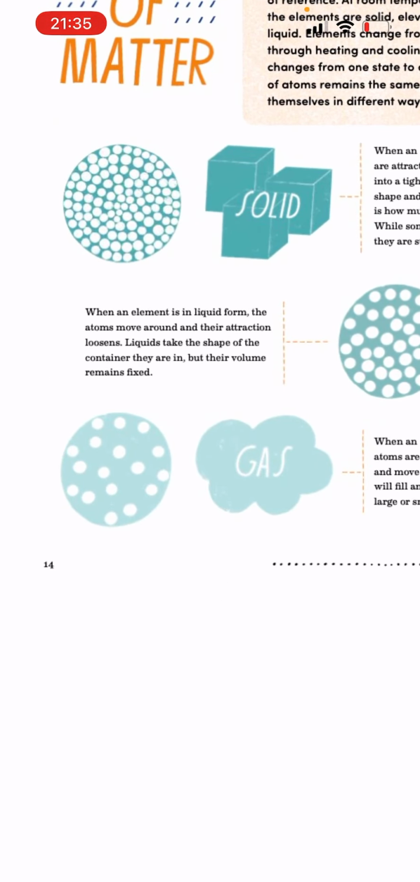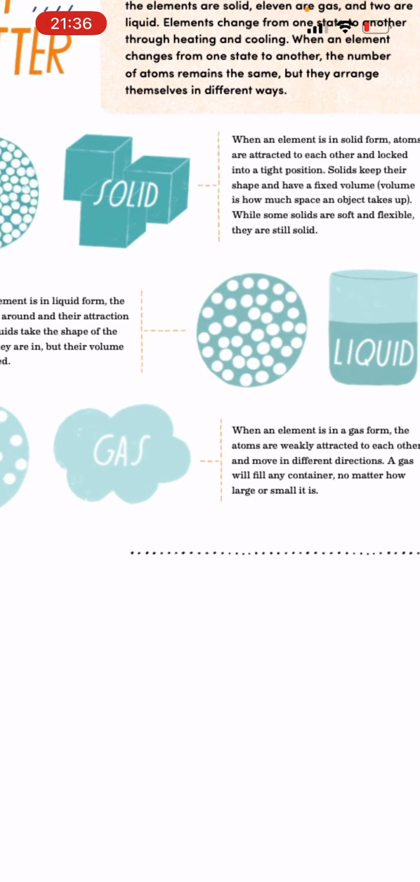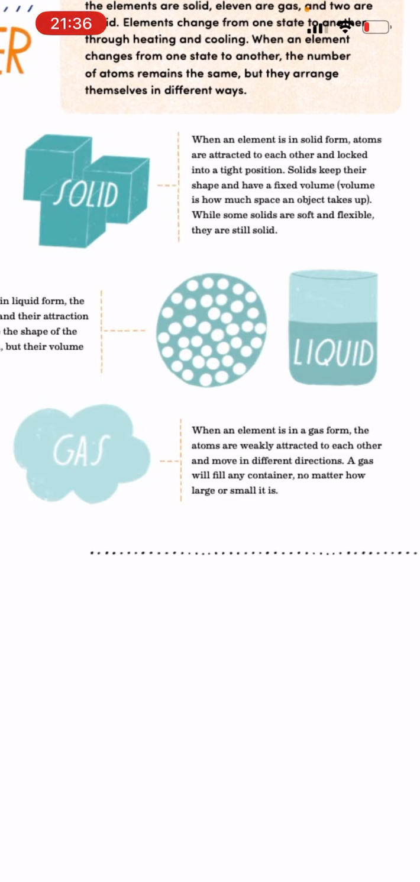Liquid. When an element is in liquid form, the atoms move around and their attraction loosens. Liquids take the shape of the container they are in, but the volume remains fixed. Gas. When an element is in gas form, the atoms are weakly attracted to each other and move in different directions. A gas will fill any container, no matter how large or small it is.